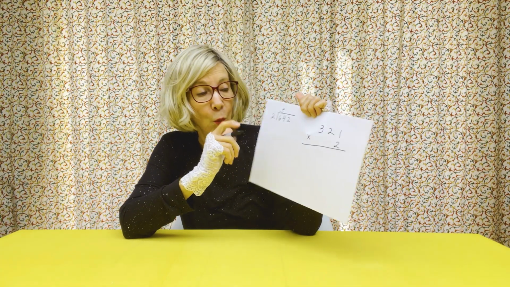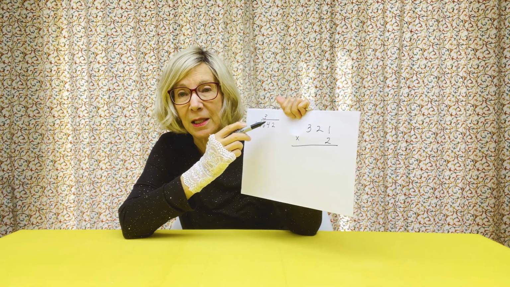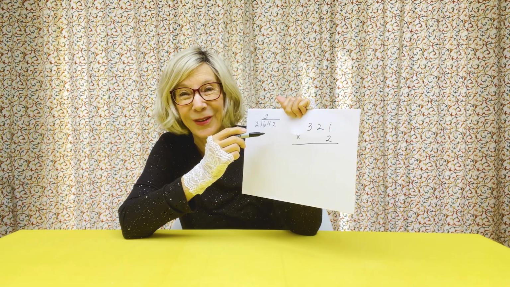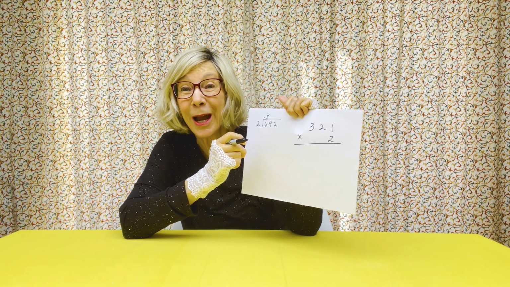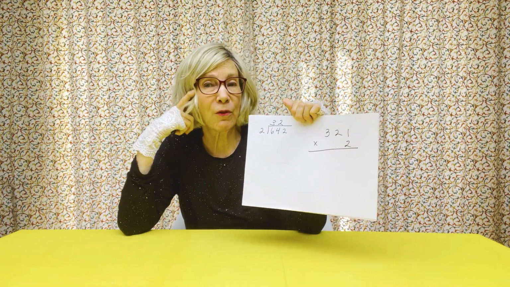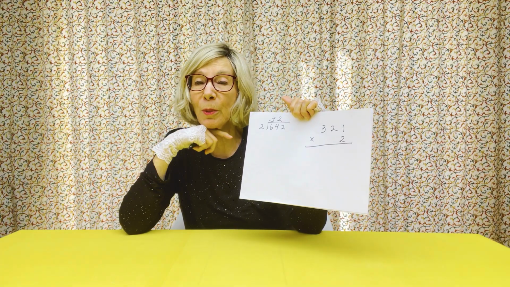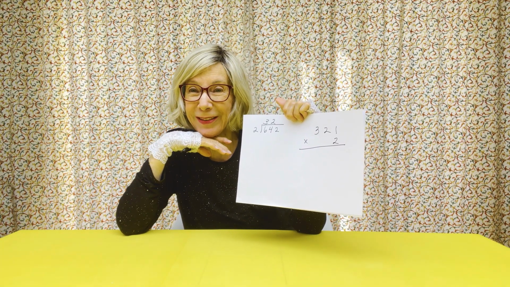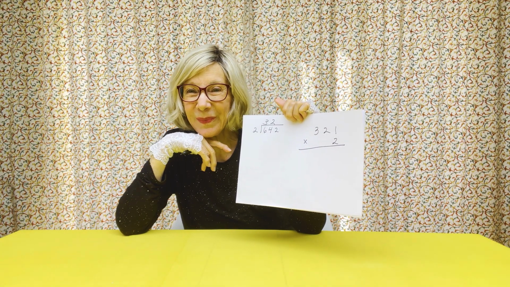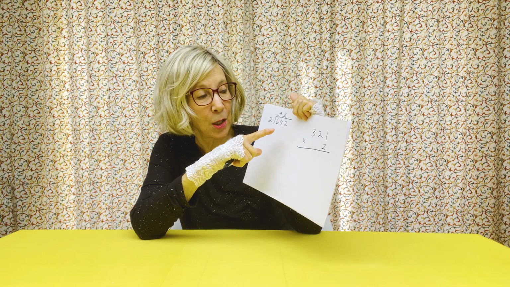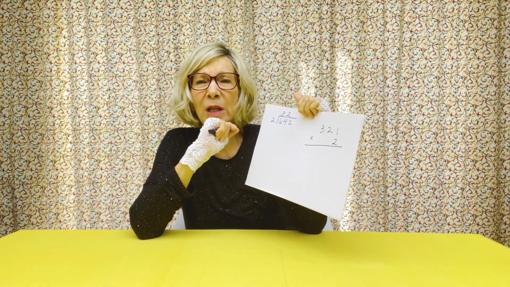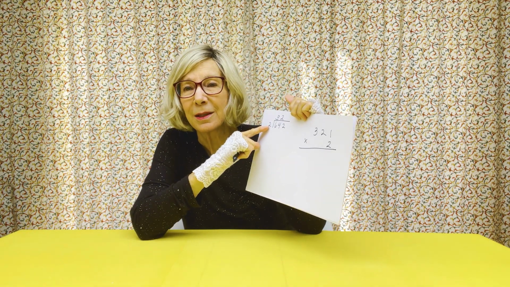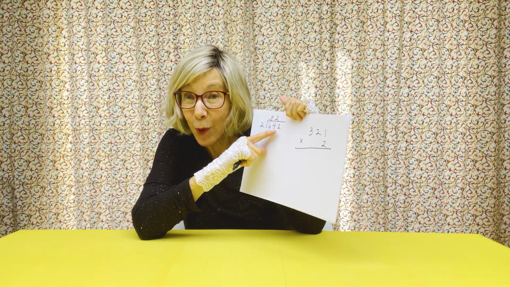Good. And then 4. What do you need to multiply 2 by to get 4? You know your times tables, right? 2 times 2 is 4. So let's write a 2 up here. This is division, but you're very smart and you're using your multiplication facts to figure out the answer. Good job. Let's do the last one. So this says 2. What number do you need to multiply 2 by to get 2? 1. Good.